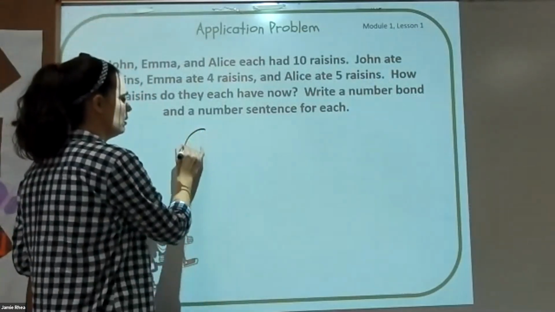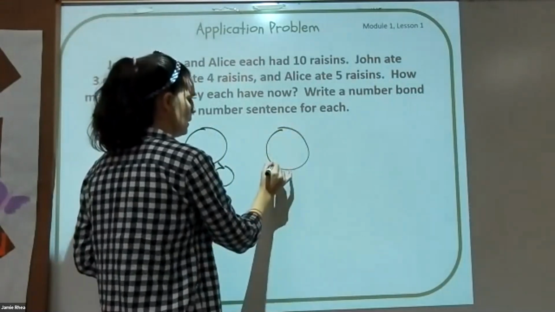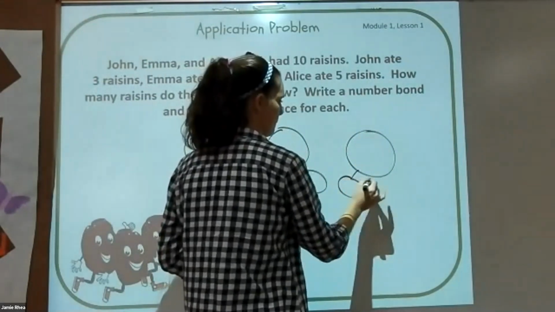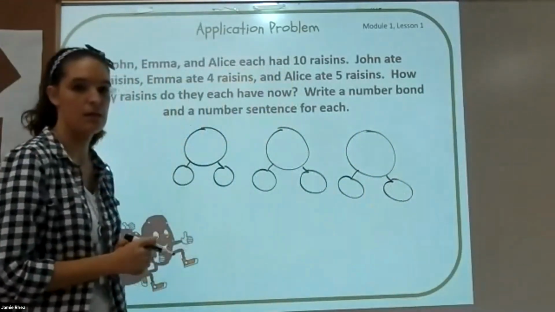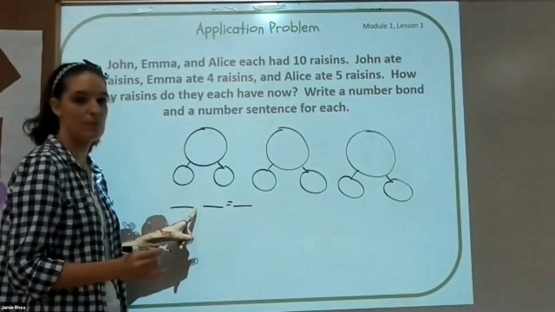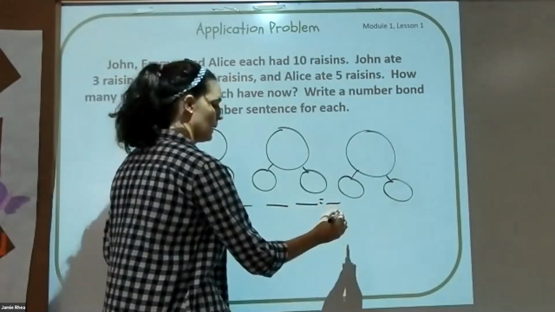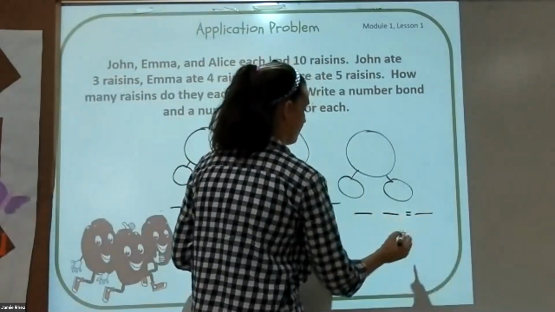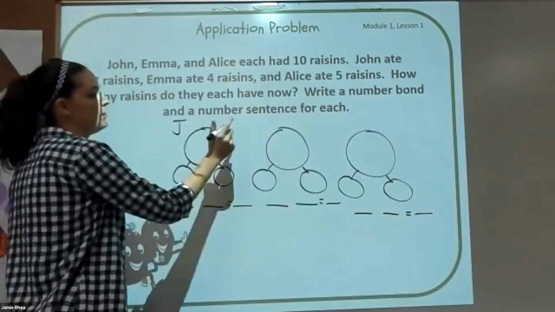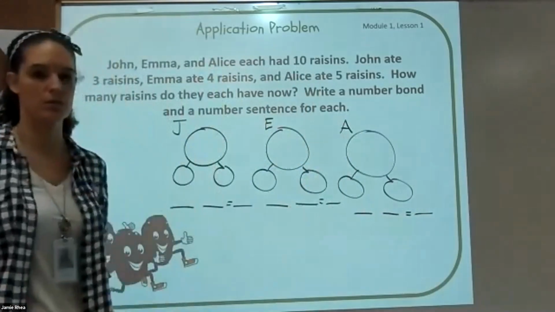So on your whiteboard, draw 1, 2, and 3 number bonds, okay? You're also going to draw number sentences. Now, I don't know if I'm adding or subtracting yet, so I'm going to leave it blank. Now, I'm going to go back and label. I'm going to put a J for John, an E for Emma, and an A for Alice. That way I know who belongs to what, okay?